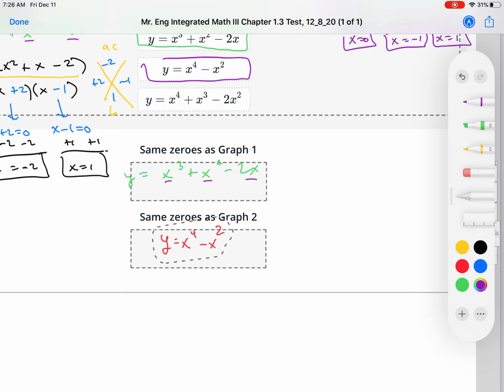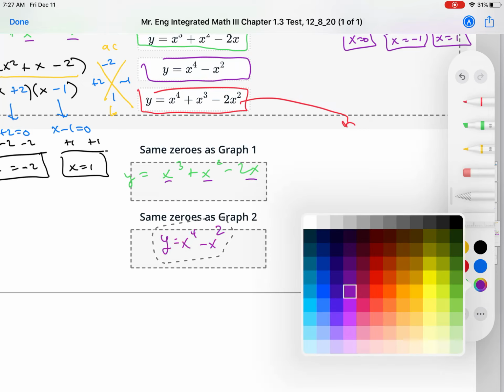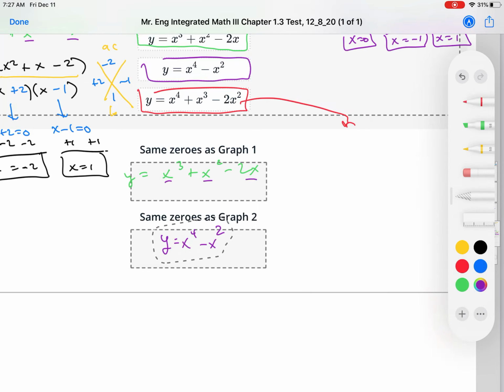And then this third one, let's do it over here. Why did I? It should be purple. Can I change it to purple? Cool. That was so cool for me because that was the first time I ever did that. So it's cool.